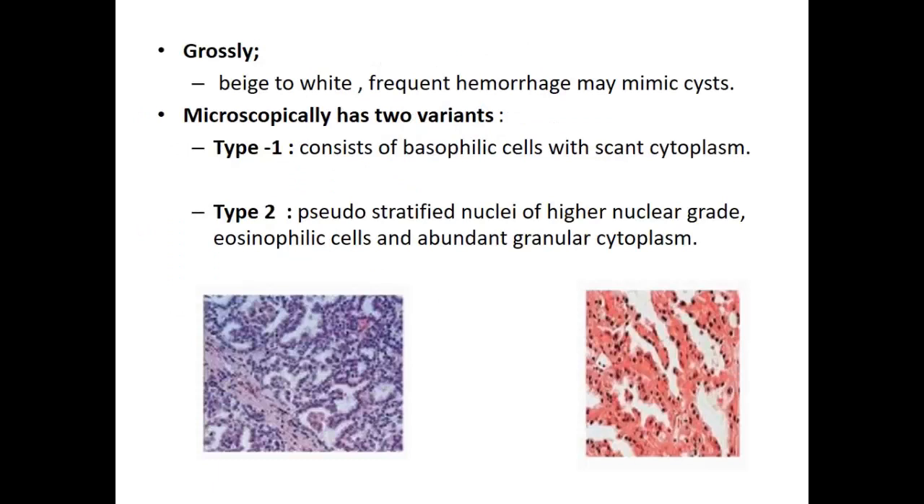On gross examination, it is beige to white in color, with frequent hemorrhages that may mimic a cyst. Microscopically, it has 2 variants. Type 1 consists of basophilic cells with scant cytoplasm. And type 2 has pseudo-stratified nuclei of high nuclear grade with eosinophilic cells and abundant granular cytoplasm.